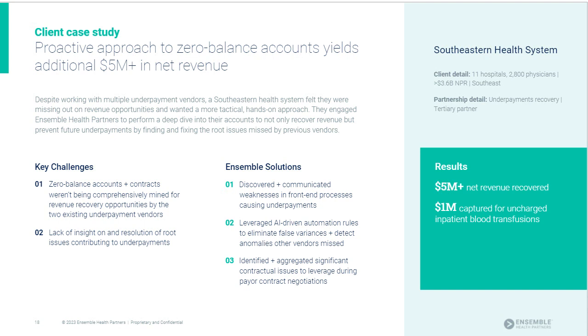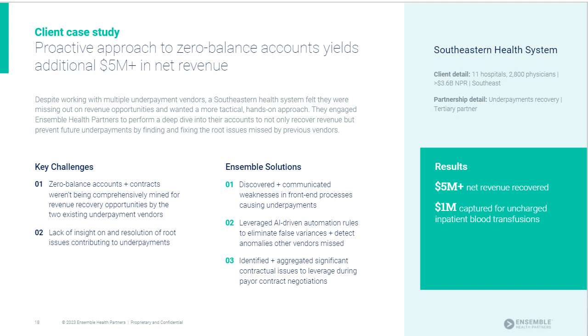Here is an example of a Southeastern health system that, despite working with multiple underpayment vendors, was still experiencing significant leakage. They engaged Ensemble Health Partners to create a more tactical and hands-on approach. This client didn't have proper mining of their contracts or zero balance accounts. There was little resolution from other vendors of trying to fix the root cause. Ensemble discovered and communicated some of these weaknesses in processes. We truly wanted to work ourselves out of a job. We leveraged AI-driven automation to eliminate false variances and to fix what some of the other vendors were missing. We utilized some scale to help them during their contract negotiations as well. This resulted in $5 million in net revenue, and recovered over $1 million in previously uncaptured blood transfusion issues. So just a lot of opportunity around.